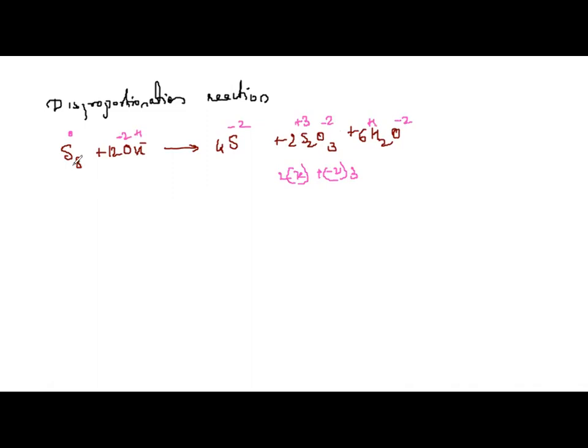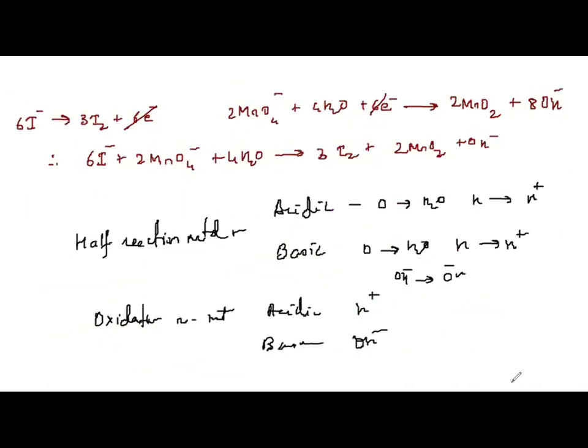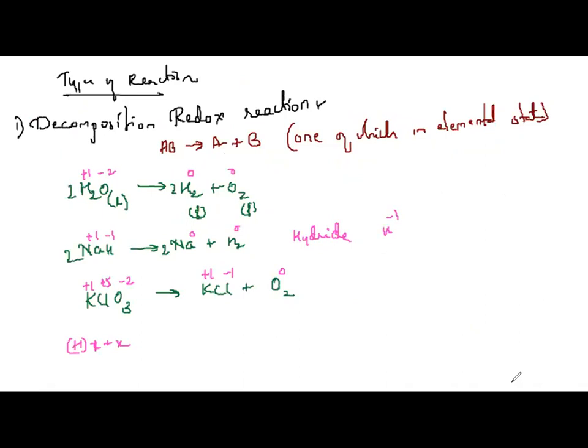So what is happening here? Sulfur, you can see, from 0 is becoming S minus 2. So gain of electrons, reduction. Sulfur 0 is becoming plus 3. Loss of electrons, oxidation. So these reactions are called redox reactions, which involve both oxidation and reduction.